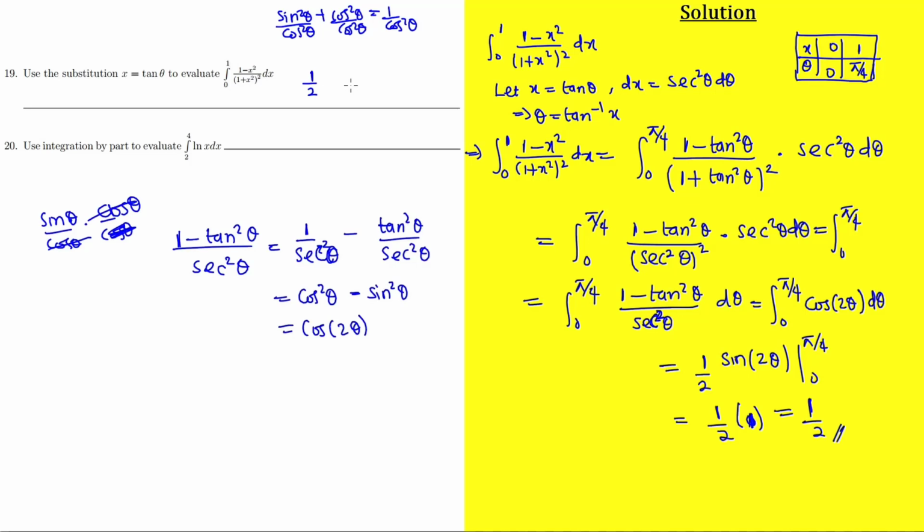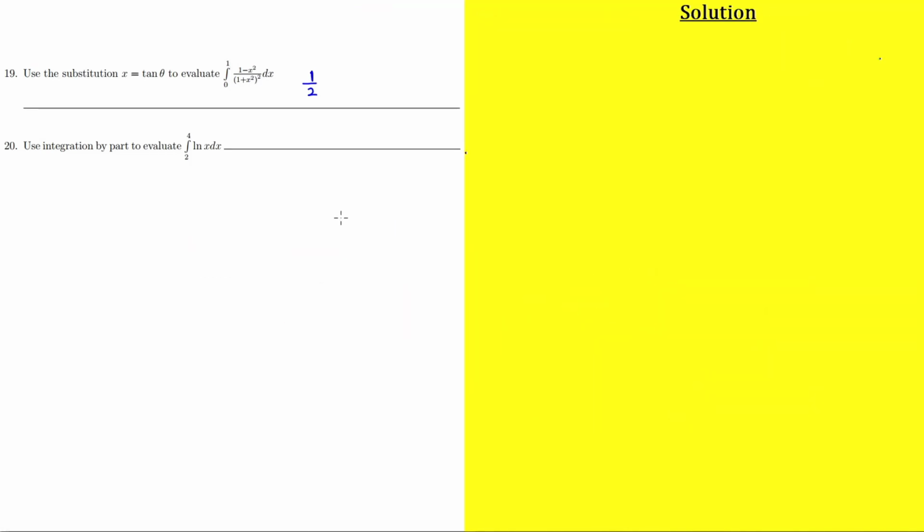All right, so let's move on to the last question for this tutorial series. In this question, we want to use integration by parts to evaluate this integral. Here we are given the integral from 2 to 4 of ln x dx.